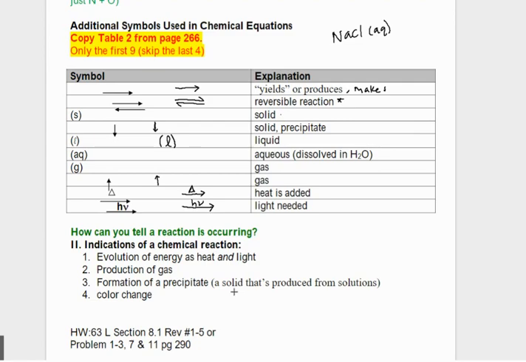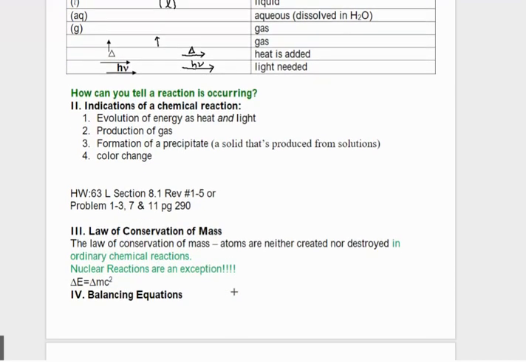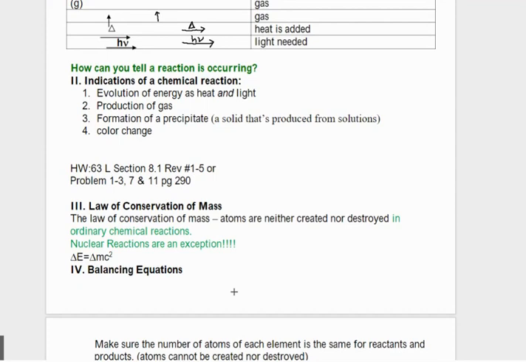All right, we kind of already discussed this. How do we know a reaction is occurring? If it gives off energy, heat or light. If it bubbles and gives off a gas. If you form a precipitate, you know a reaction has taken place. And if there's a change in color, usually a chemical reaction has occurred.